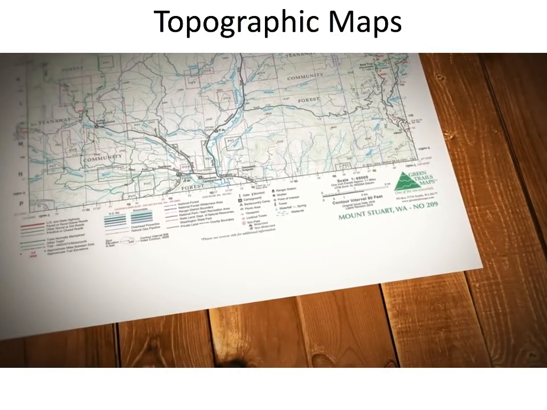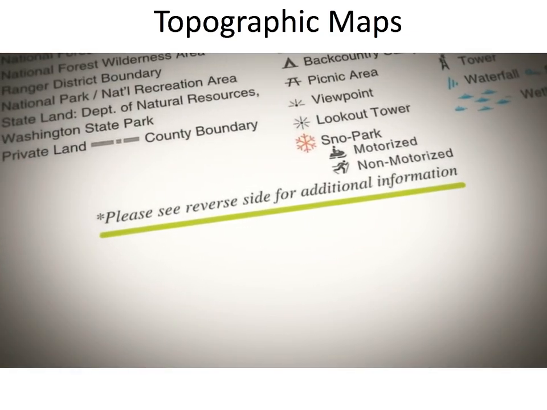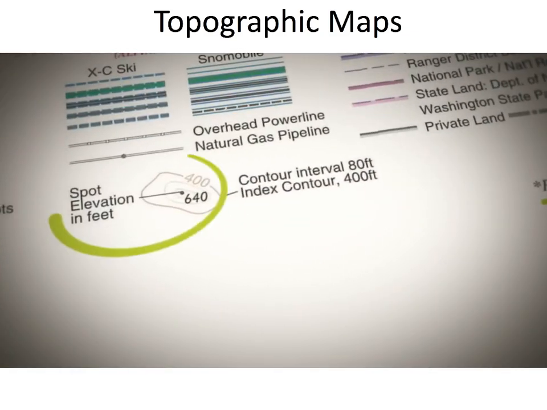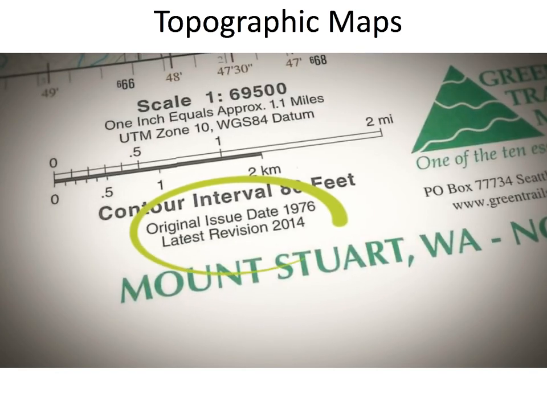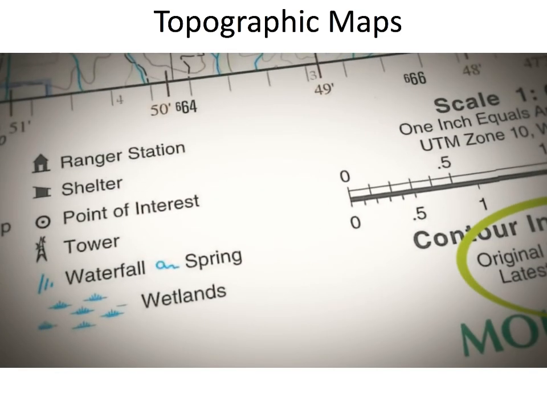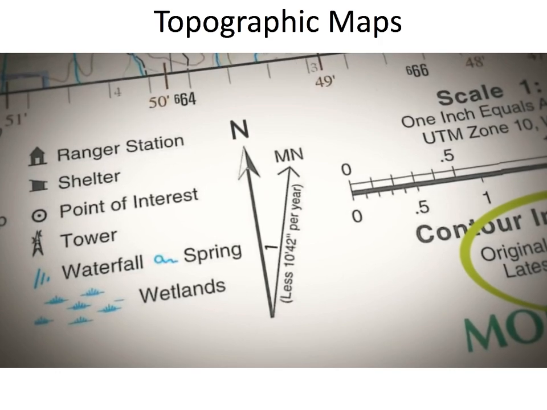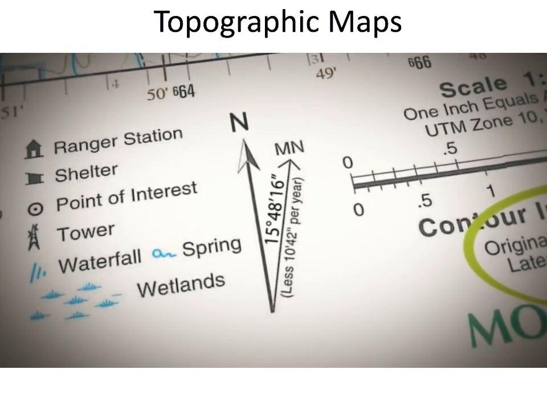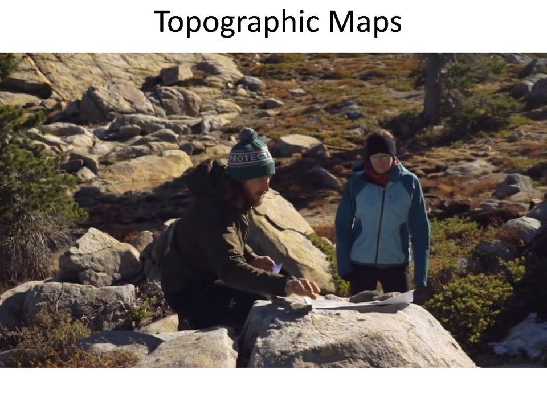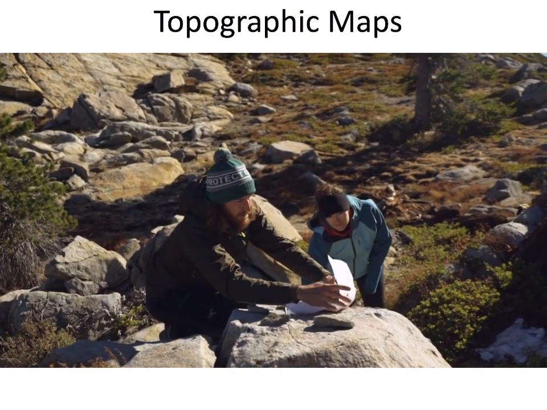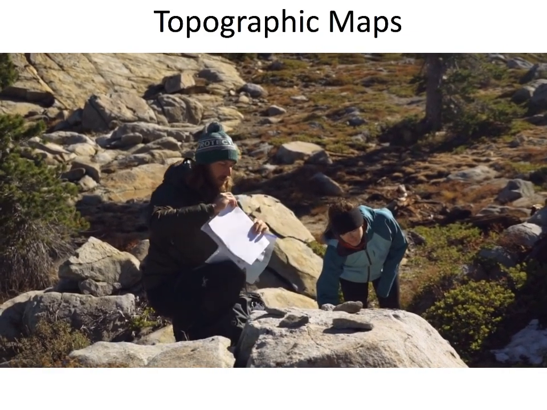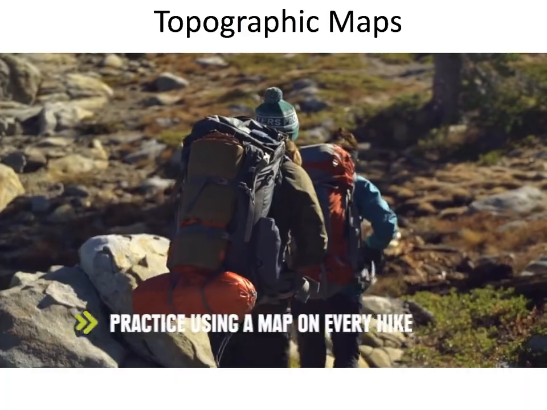Alongside the list of symbols, there are a few other important pieces of information, like details about the contour lines and the date of the map's most recent revision. This is also where you'll find the magnetic declination for the region, which you'll use to set up your compass. When you combine your understanding of contour lines, scale, and your map's symbols and colors, you can almost visualize your whole trip before you go.